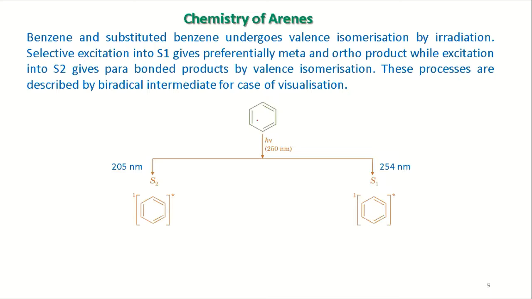Now the benzene, if you irradiate with 250, this is the general wavelength I'm talking about. Specifically, if you irradiate with 205 nanometer, you can access the S2 excited singlet state. If you irradiate with the higher wavelength of lower energy, 254 nanometer, you'll be having the S1 excited state.